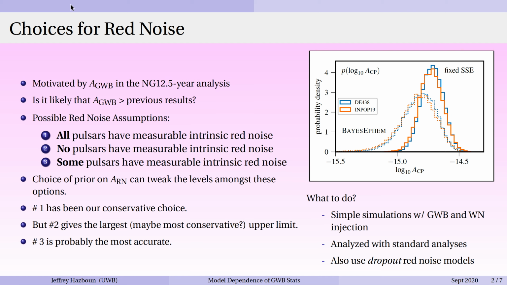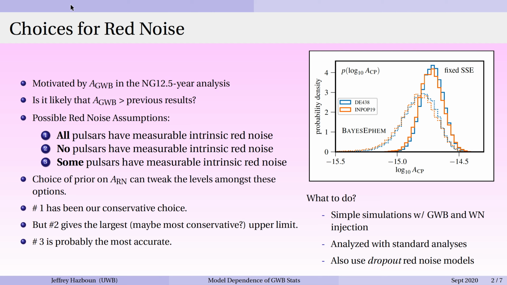You can make a few different assumptions about red noise, and those will affect what you choose for the red noise priors and things like that. So number 1: all the pulsars could have measurable intrinsic red noise. Number 2: none of the pulsars could have measurable intrinsic red noise. We know that's not true because there are at least a couple of pulsars that have measurable red noise that is definitely too big to be the background. And then number 3 is some pulsars have measurable intrinsic red noise. And you can tweak all of the levels of these by choosing what prior you're putting on the amplitude for the red noise in the Bayesian sense.